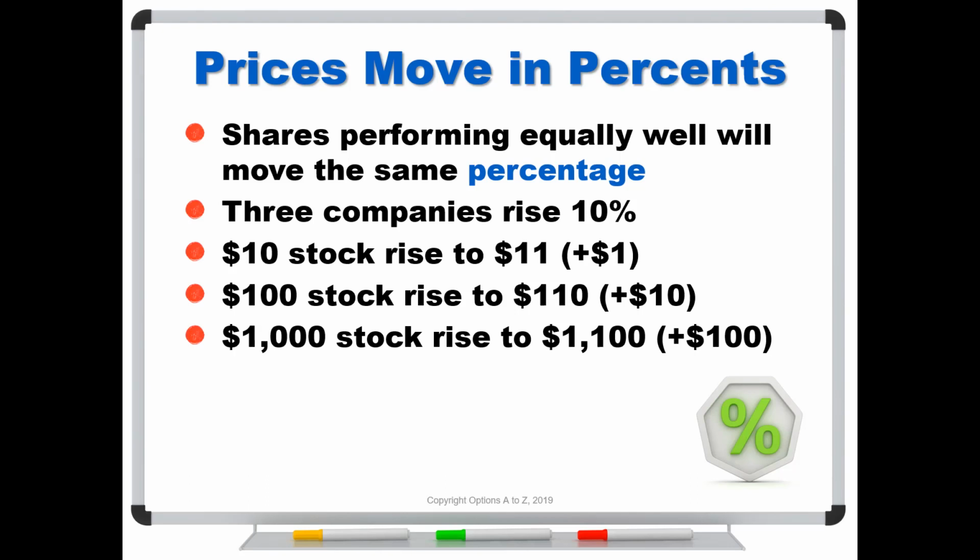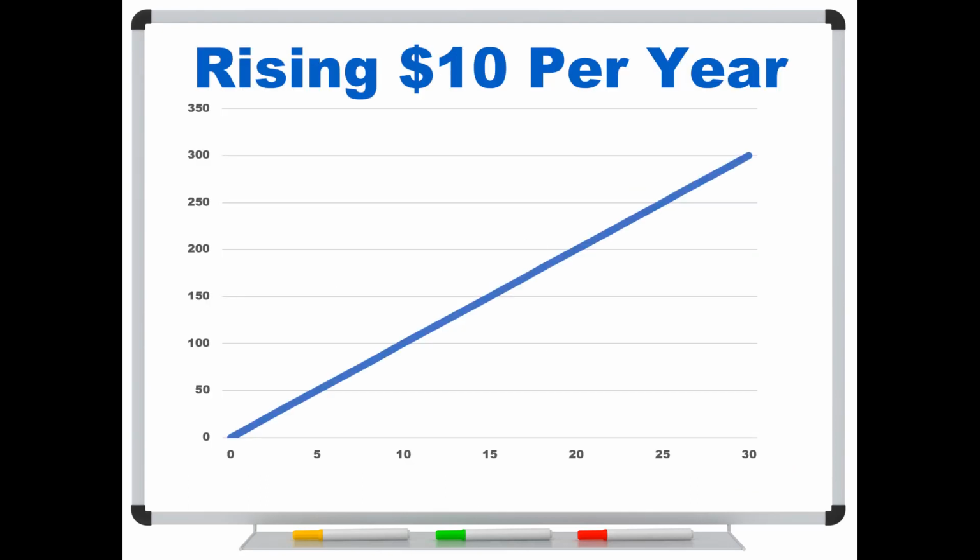So if we just looked at that, not the percentages, but just those dollar changes, it would be easy to think that the $1,000 stock outperformed them all because it rose $100. But if you really think about it, you would see that that's simply not true. So if we go back to our hypothetical stock here, what I did is I made this one rise by a steady $10 per year.